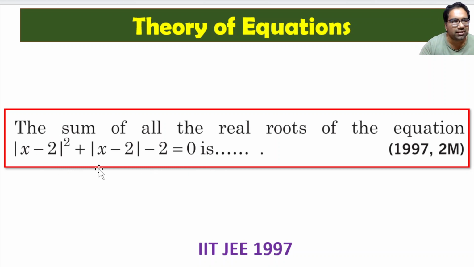Okay, so we know absolute value of x minus 2. When x minus 2 is greater than or equal to 0, absolute value of x minus 2 equals x minus 2. When x minus 2 is less than 0, absolute value of x minus 2 will be minus of x minus 2. Using that, let's take both the cases and solve this equation. We'll get two quadratic equations.